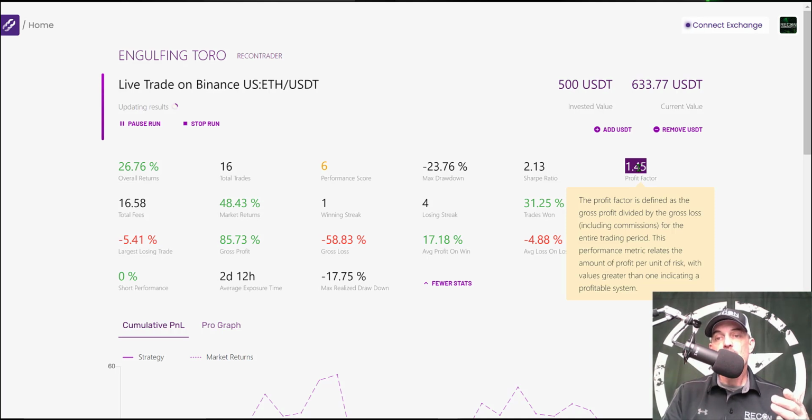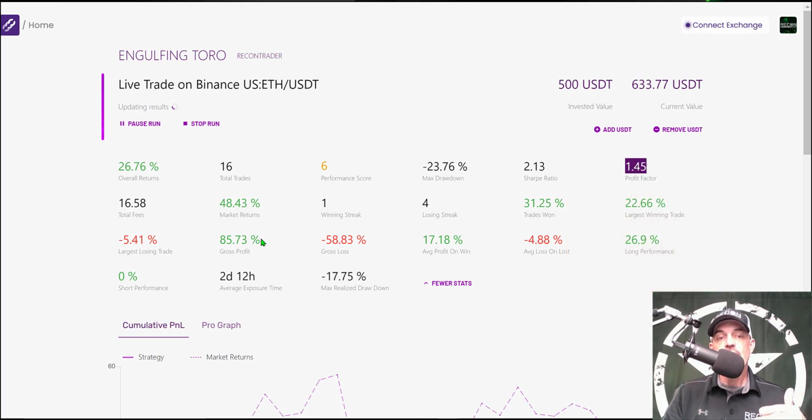And the way you come up with your profit factor is you basically divide your gross profit by your gross loss, and that is how you calculate your profit factor. Now, market returns were 48%, so had I just bought ETH 60 days ago, I'd be up 48% had I just bought and held. So again, the bot is really somewhat underperforming, but again, 60 days is a short time frame in reality for my objective for this bot.